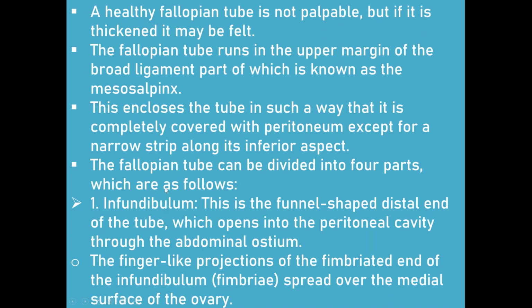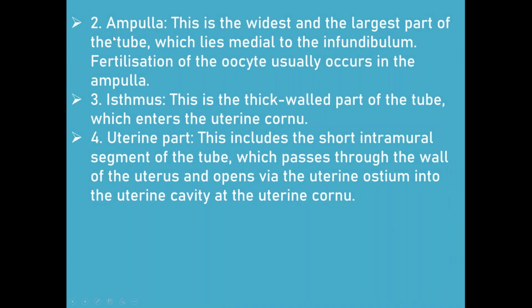The first part is the infundibulum. It is the funnel-shaped distal end of the tubes, which opens into the peritoneal cavity through the abdominal ostium. The finger-like projections of the fimbriated end of the infundibulum spread over the medial surface of the ovary. What about the ampulla? It is the widest and largest part of the fallopian tubes, which lies medial to the infundibulum, and fertilization occurs in this ampulla. So this is the site of fertilization.